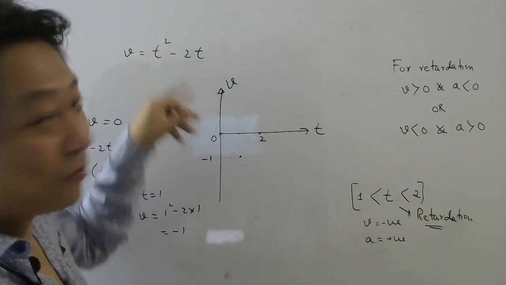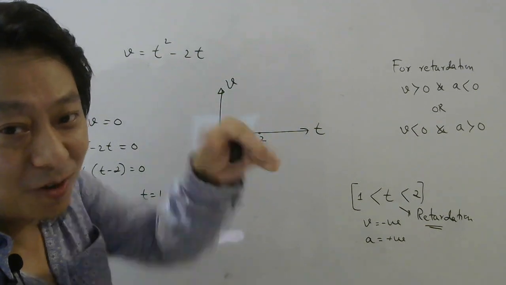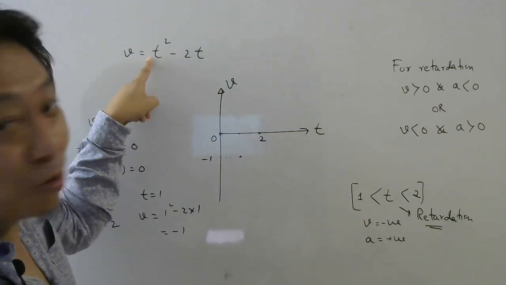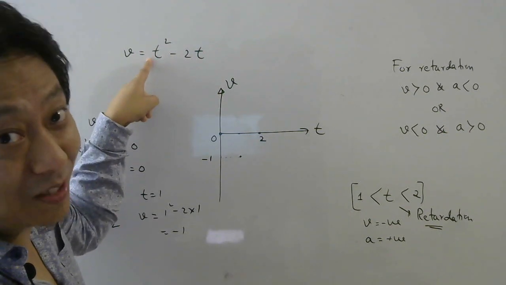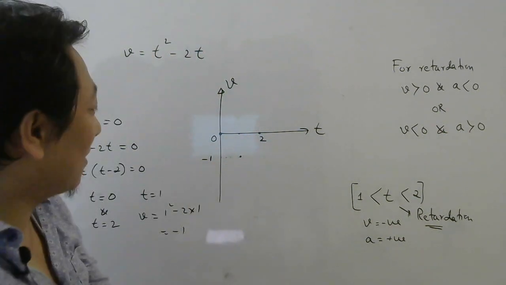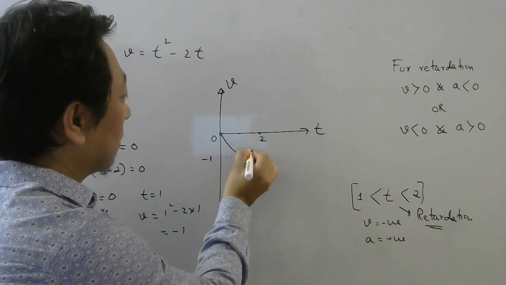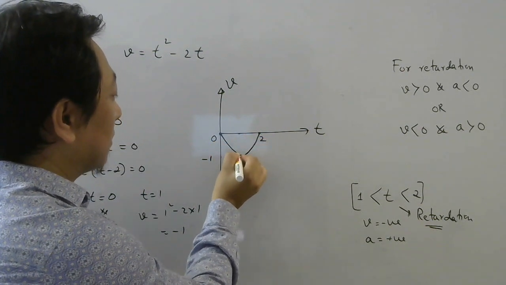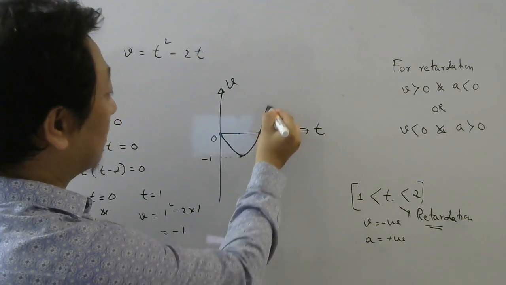Now because this is a square, we know the graph will be a parabola. But the question is, will it open like this or like this? Well, check the coefficient of t square. Here the coefficient of t square is positive. So the graph will be like this. And from here onwards, the graph will just keep going like this.